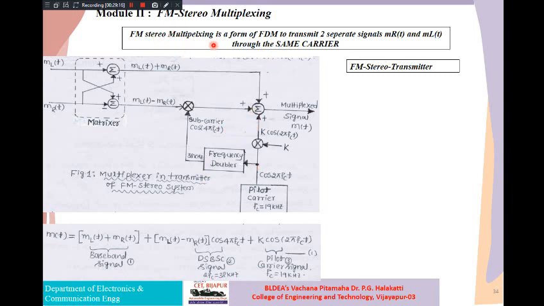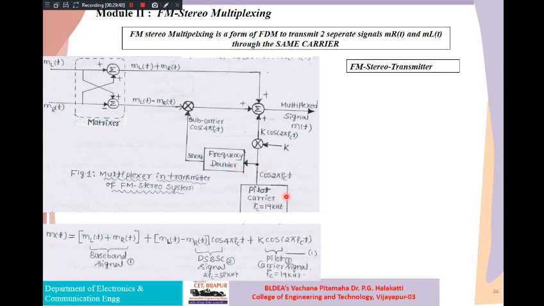FM stereo multiplexing is a form of frequency division multiplexing to transmit two separate signals, right and left message signals, through the same carrier. The carrier will remain the same here. So what we are doing, this channel where we are getting the reduced amplitude, because of the difference its value is decreasing, we are getting another input here, the subcarrier signal, as output of this frequency doubler.